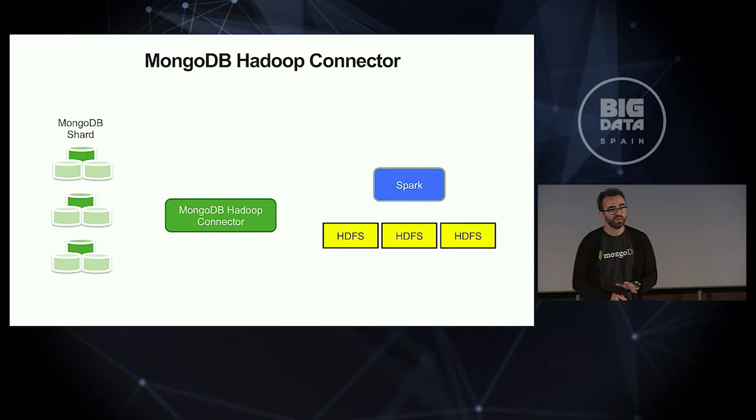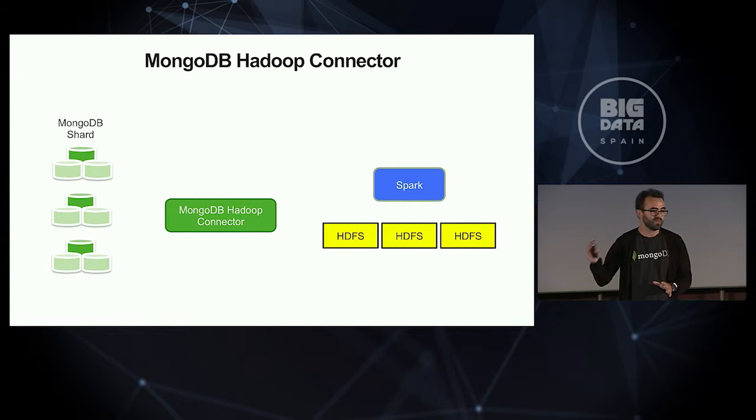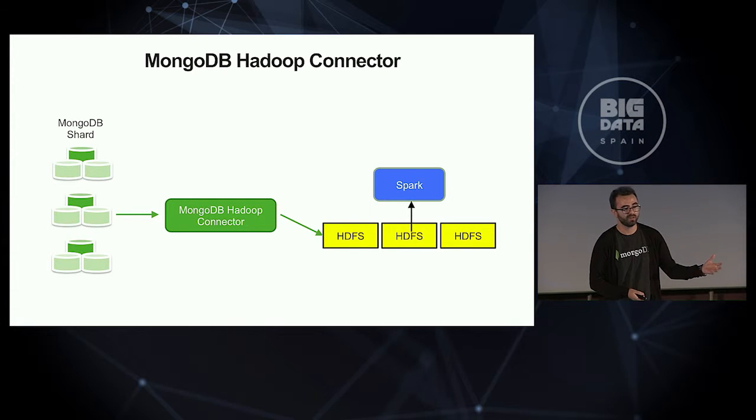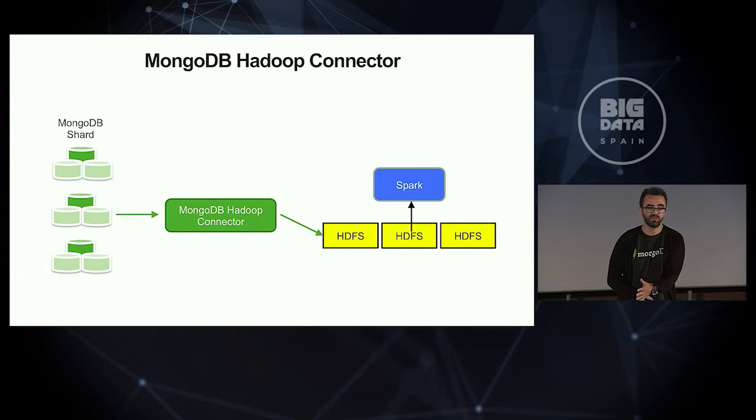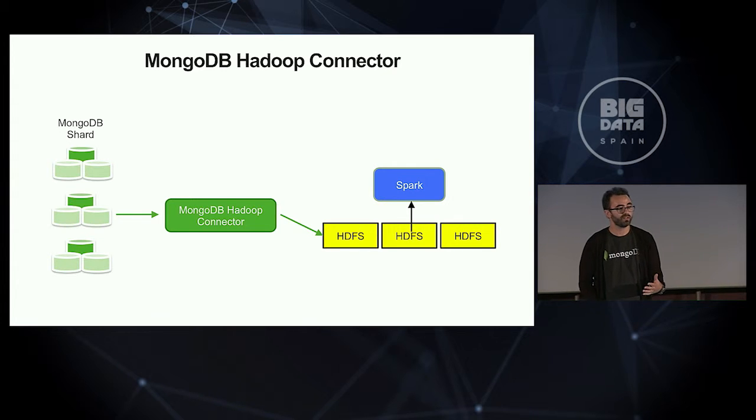The traditional way of connecting MongoDB with Spark would be through the Hadoop connector. We have a specific connector for Hadoop that basically allows you to get some data from MongoDB, process it in Hadoop, and store it in HDFS. After that, you can query it using either Spark SQL or some other thing like Hive.